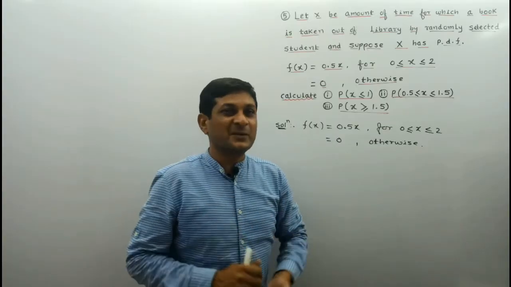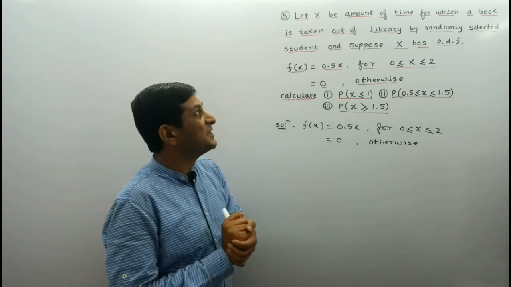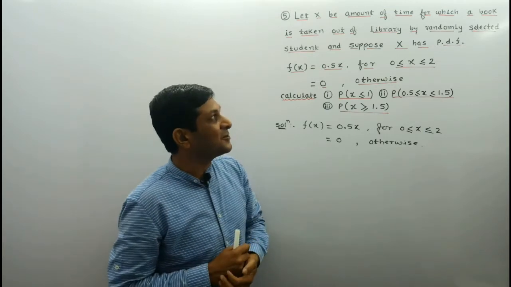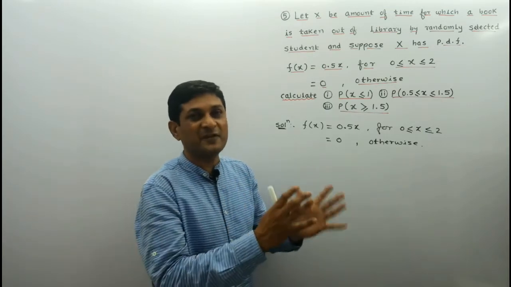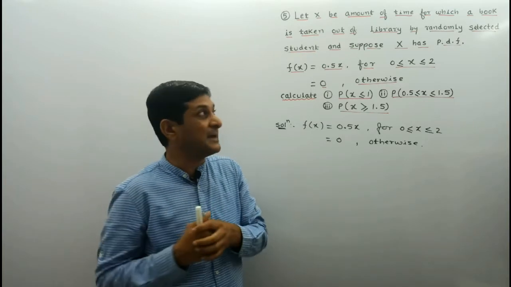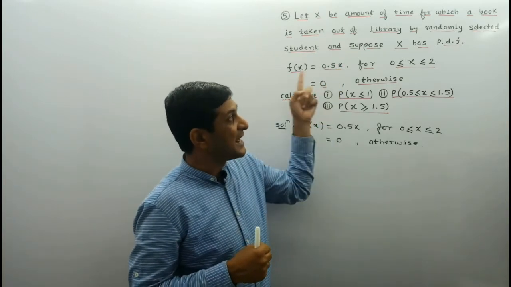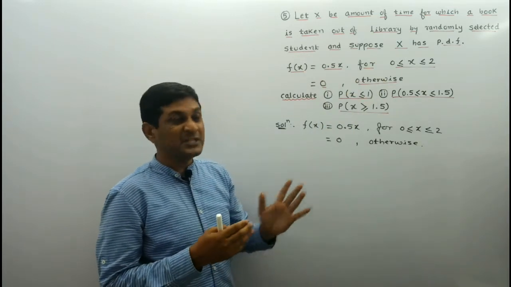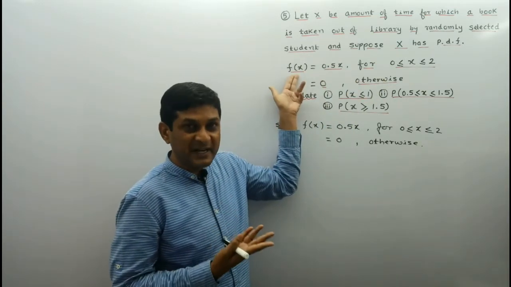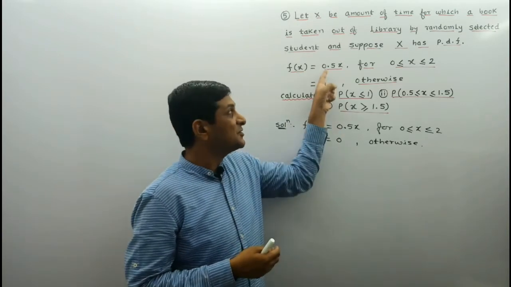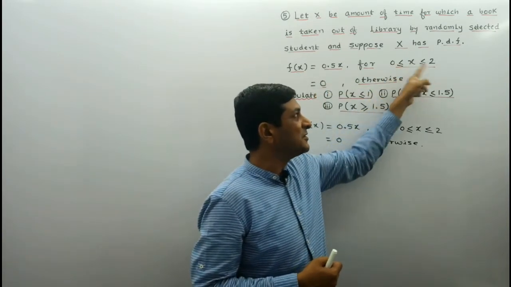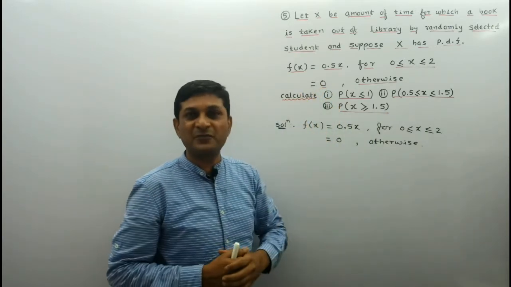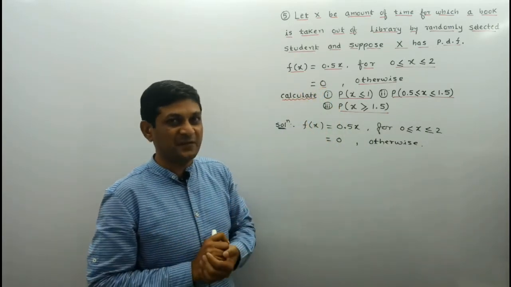Now see the question number 5. In this question observe the given condition. Let X be the amount of time for which a book is taken outside the library by a randomly selected student, and X has probability density function. Means this f of X is the probability density function, and it is defined as 0.5 into X if X lies in between 0 to 2, and other than 0 to 2, the value of f of X will be equal to 0. These are the given conditions.